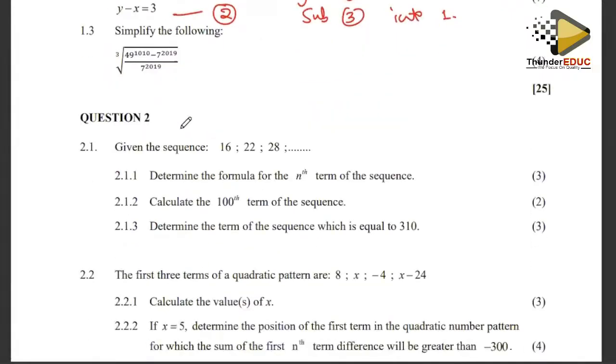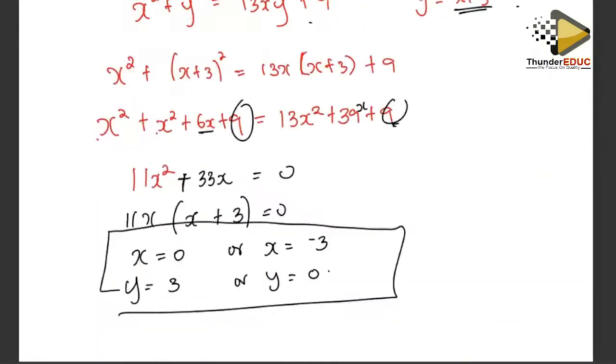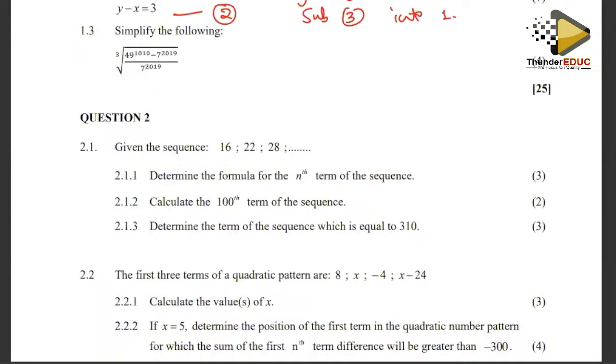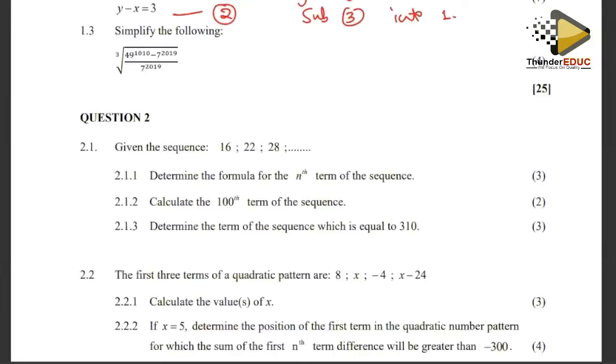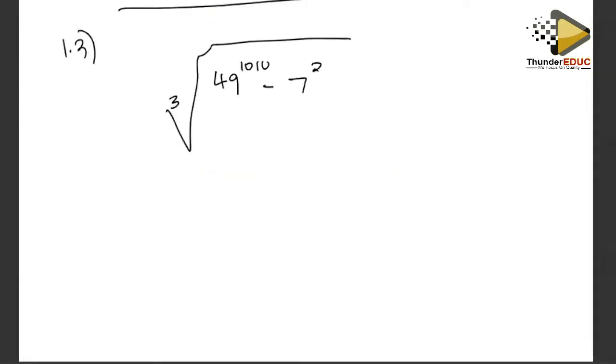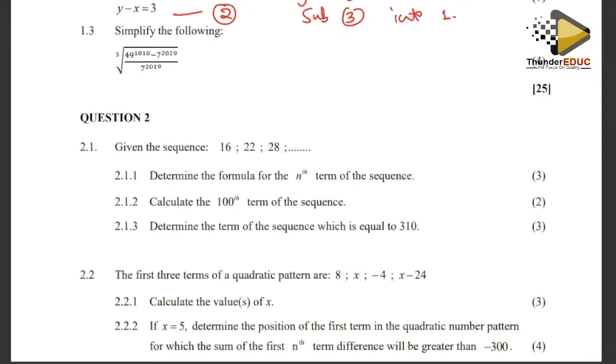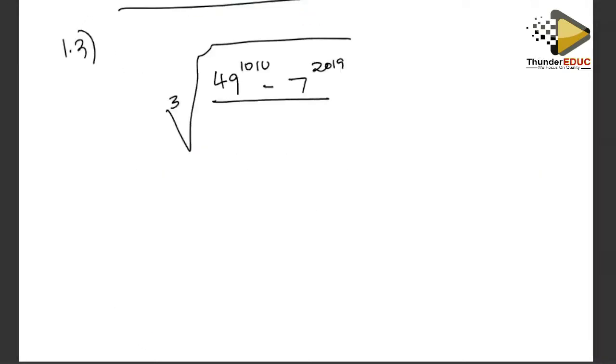All right, then question 1.3. For 4 marks, they're telling us that the cube root of 49 to the exponent of 1010 minus 7 to the exponent of 2019 over 7 to the exponent of 2019.